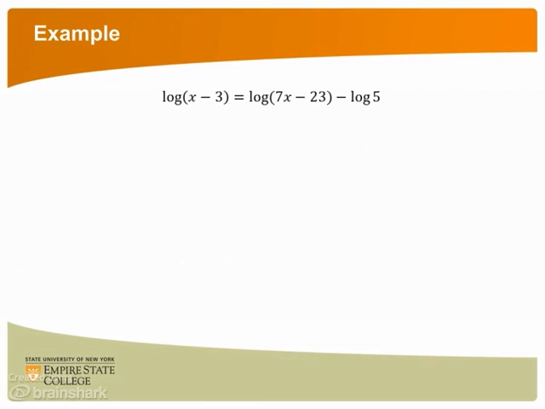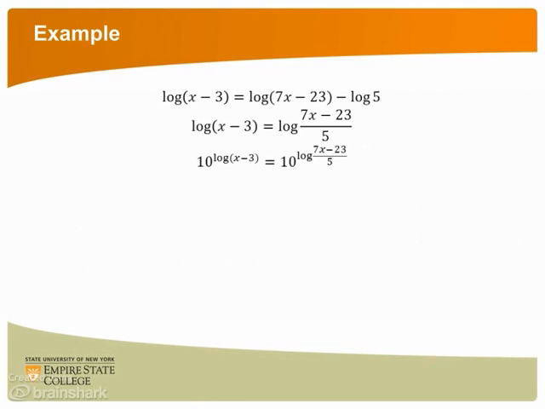Suppose we have the logarithmic equation, common logarithm of the quantity x minus 3 equals the common logarithm of the quantity 7x minus 23 minus the common logarithm of 5. How could we solve this? Because we have multiple logarithms on the right side of the equation, we would first contract that side. The subtraction of the logarithms becomes the log of the quotient. So now we have log of x minus 3 equal to the log of 7x minus 23 divided by 5.